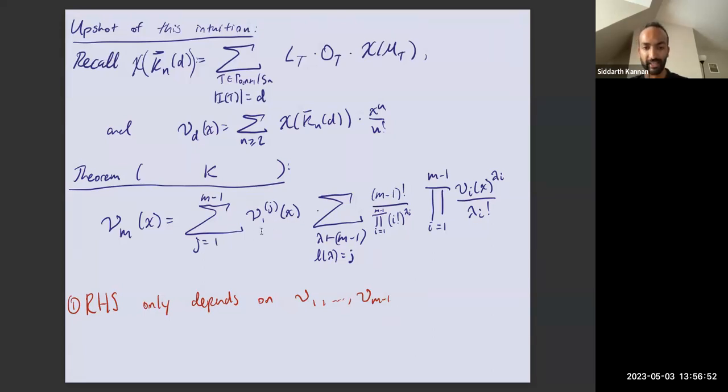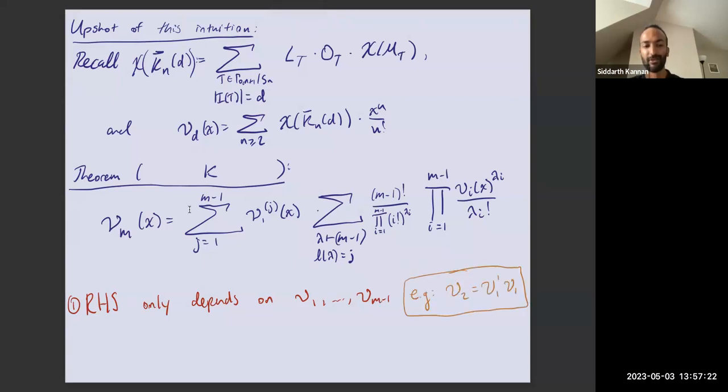And let me say here, this means the jth derivative of nu 1 of x. And then here, basically, you have some powers of these generating functions showing up, and everything else is basically a multinomial coefficient. The sum over partitions is basically the different ways you can break up your tree, doing the procedure outlined on the previous slide. But importantly, it only depends on nu1 through nu m-1.